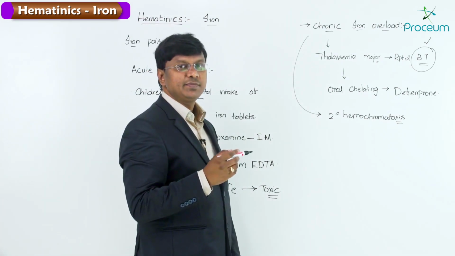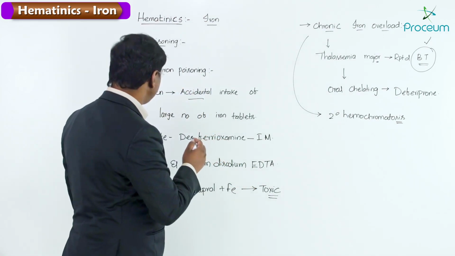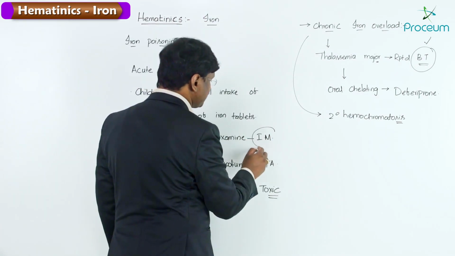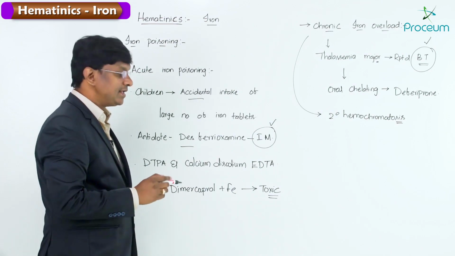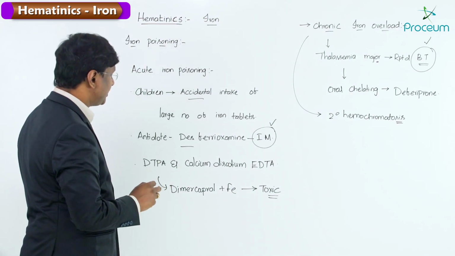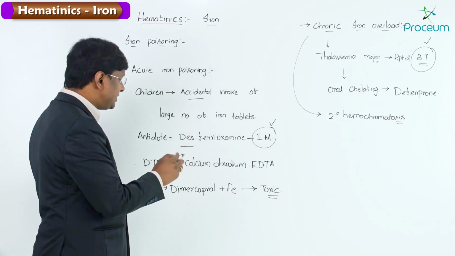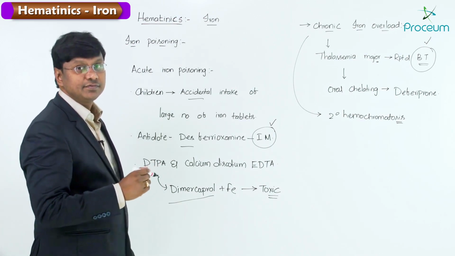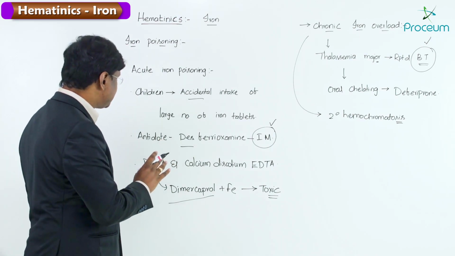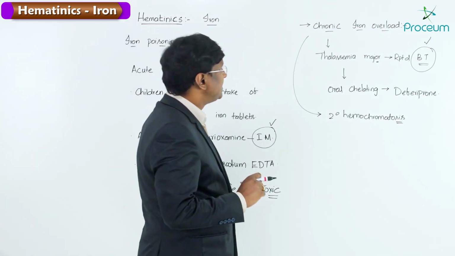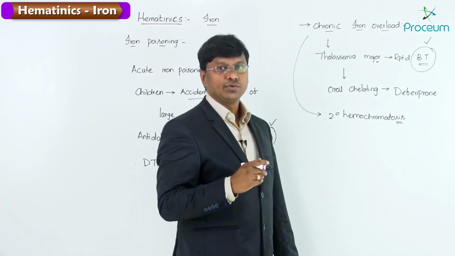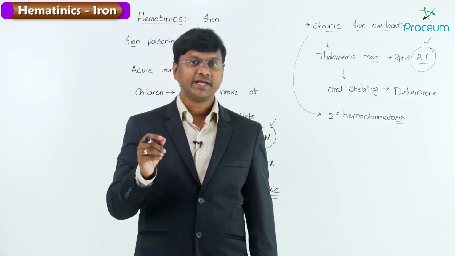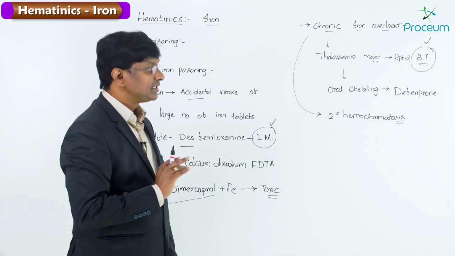Chronic iron poisoning is mainly because of repeated blood transfusion. And in acute iron poisoning, the antidote is desferrioxamine, and the route of administration is intramuscular. And apart from that, DTPA and calcium disodium EDTA can be given, but dimercaprol, whenever it combines with iron, forms a very toxic complex, so it is not advised. And in chronic iron overload, usually seen in thalassemic patients, you need to give an oral chelating agent, and deferiprone is preferred. So this is about the iron poisoning.